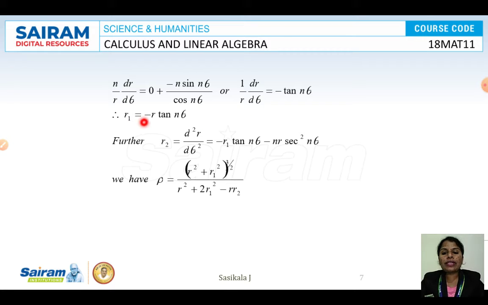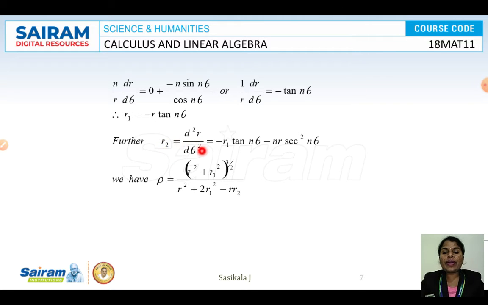So r1 is minus r tan nθ. We don't replace here cot φ, tan φ and r, because here we need r1 and r2. Okay. So dr/dθ, r1, is equal to minus r tan nθ. Further, we are going to find a second derivative, right? What is that, the second differentiation of this? r1 will be r2. That means differentiation with respect to θ, right?